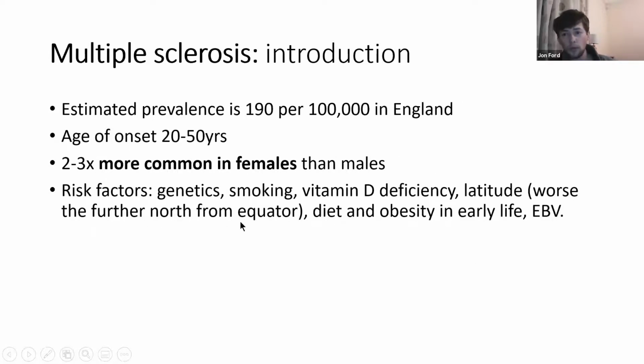So we'll go from there onto multiple sclerosis. So that, again, this is a relatively common neurological condition. It's often in younger people, classically females more than males. And it's got these risk factors like genetics, smoking, vitamin D deficiency, and this sort of thing where people in a more northern latitude tend to get it. So it'd be more common in somewhere like Sweden than Brazil, for example. And diet and obesity are thought to affect it too.